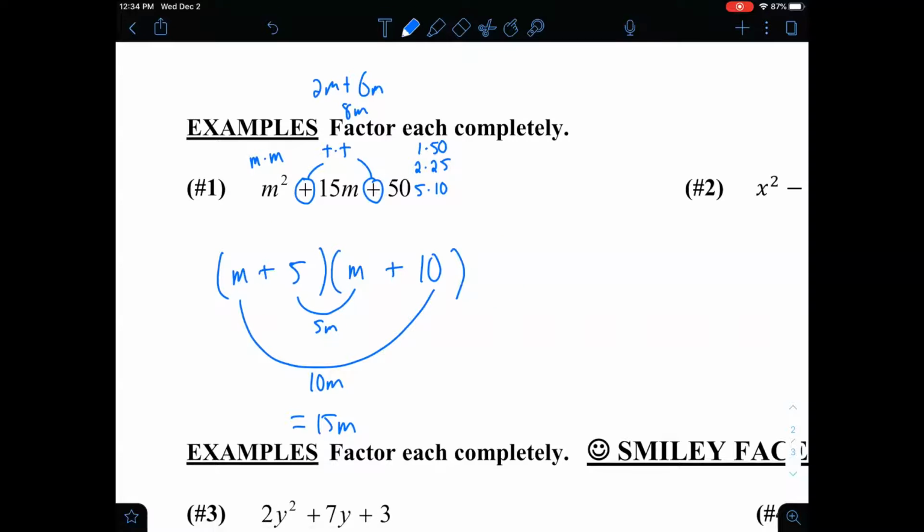We're trying to undo what's happening in FOIL. We're trying to guess and check. And it's called the smiley face method because it looks like smiley faces here.